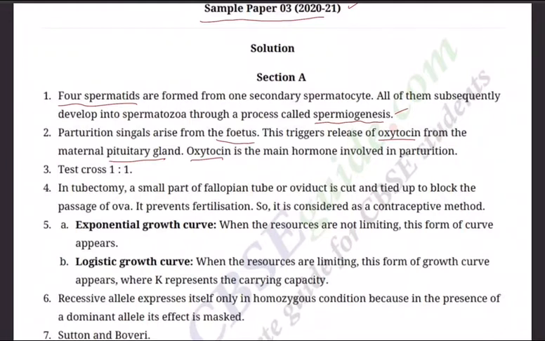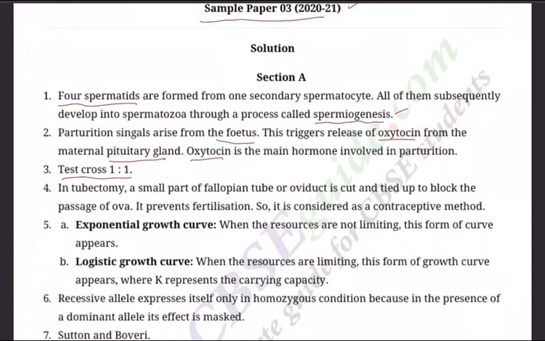Question 3. A test is performed to know whether the given plant is homozygous dominant or heterozygous. Name the test and the phenotypic ratio of this test for a monohybrid cross. The test is the test cross, and the ratio has to be 1:1.